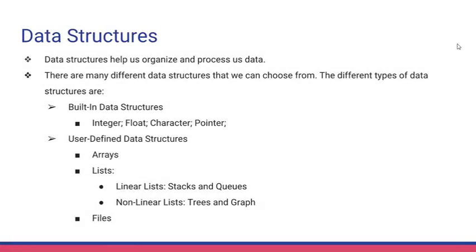Data structures. Data structures help us organize and process our data. There are many different data structures that we can choose from. The different types of data structures are built-in data structures, integer, float, character, pointer, or user-defined data structures like arrays, lists, and files. Lists contain within themselves subsections of data structures. They can be linear lists like stacks and queues, and nonlinear lists like trees and graphs.